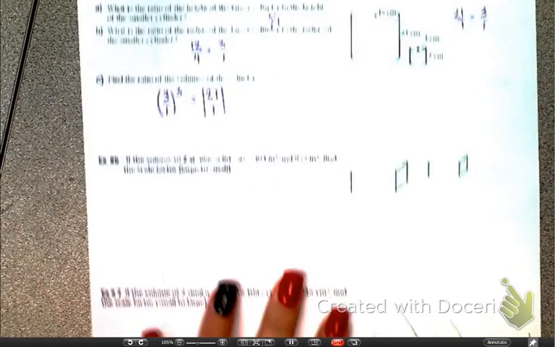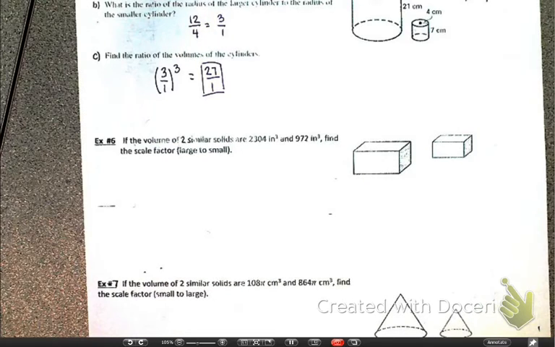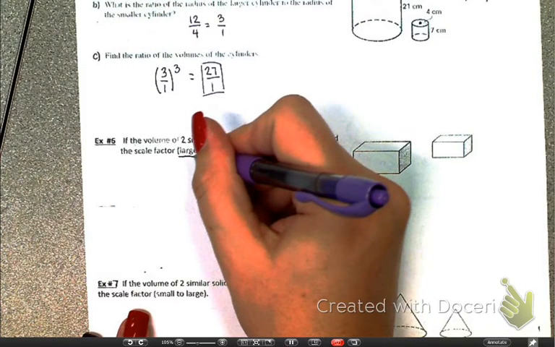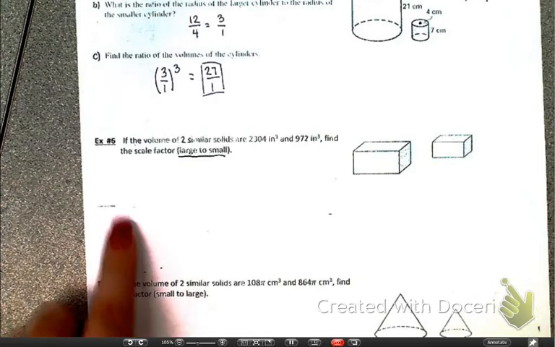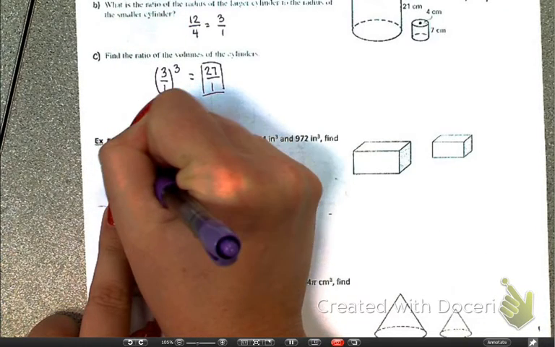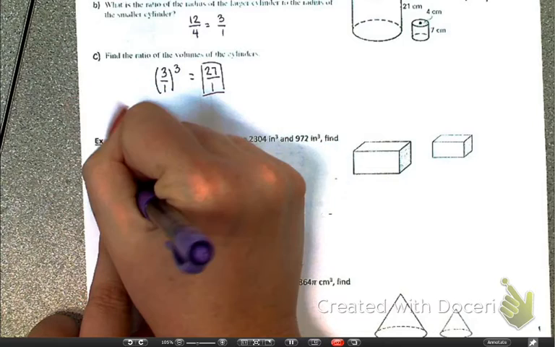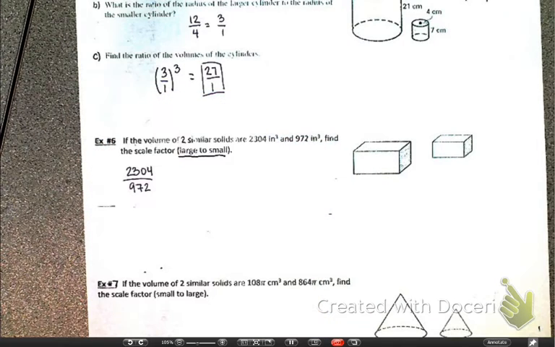So, if the volume of 2 similar solids is 2,304 inches cubed and 972 inches cubed, find the scale factor. Okay. Right now, what do I know? What information was I given? The volume. And it says here, go large to small, right? So the volume of the large is 2,304. The volume of the small is 972. Everyone okay with that?